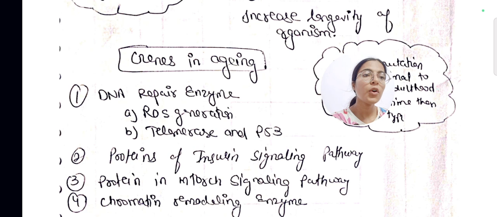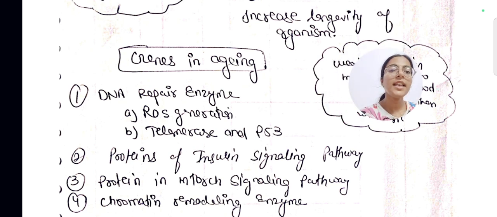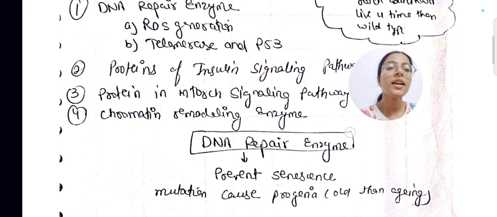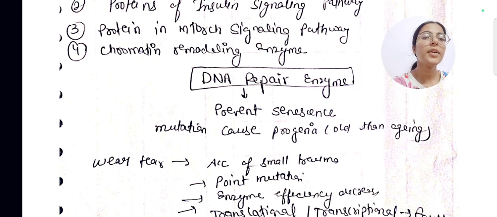The 4 points are: first, DNA repair enzymes, which include ROS generation, which is reactive oxygen species, and second, telomerase and P53, which are part of DNA repair enzymes. Then we have to focus on proteins of the insulin signaling pathway. Third, proteins in the mTOR signaling pathway. Fourth is chromatin remodeling enzymes.